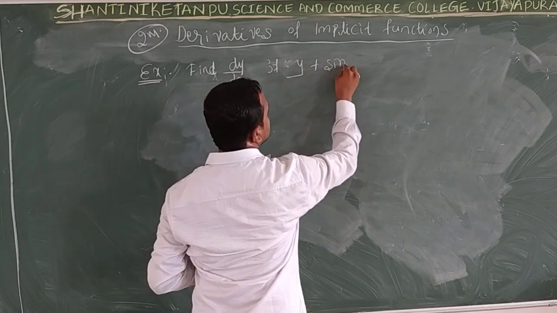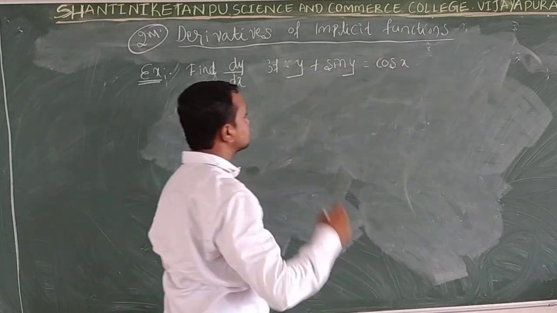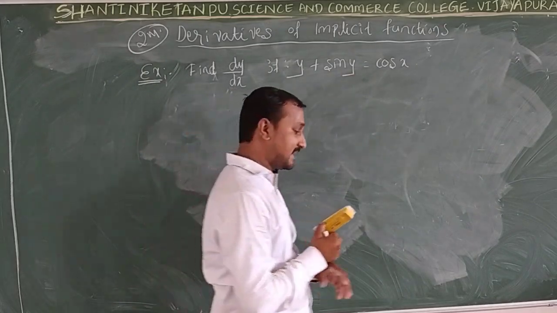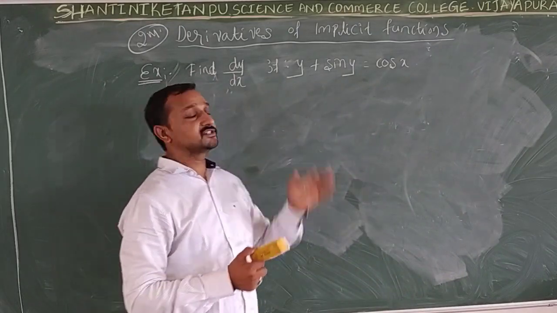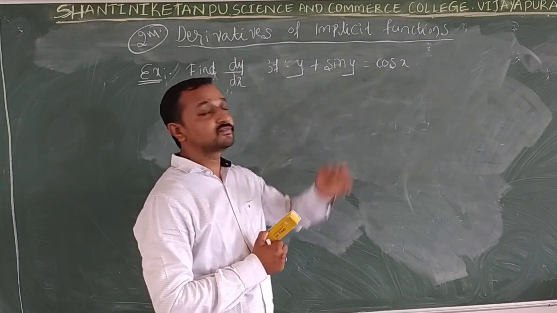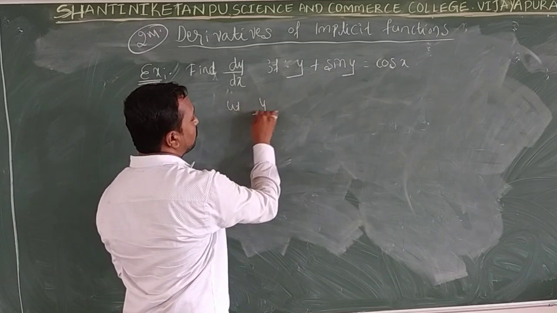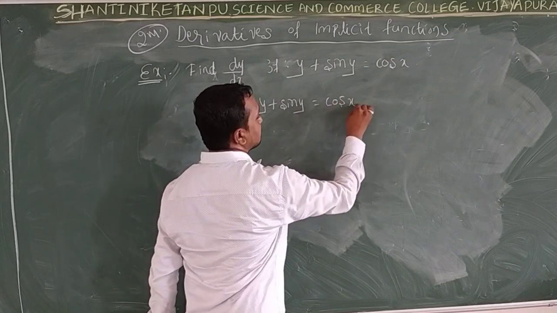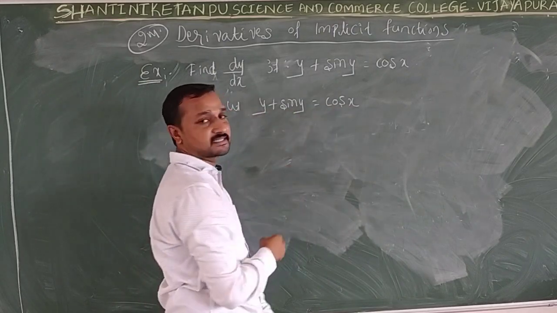y plus sin y is equal to cos x. In this relation we cannot rewrite it as y equal to f of x form, so this is a purely implicit function. Is it clear? Then we apply the derivative of an implicit function. So first of all, we take y plus sin y is equal to cos x. Here the LHS has y plus sin y and the RHS has cos x.